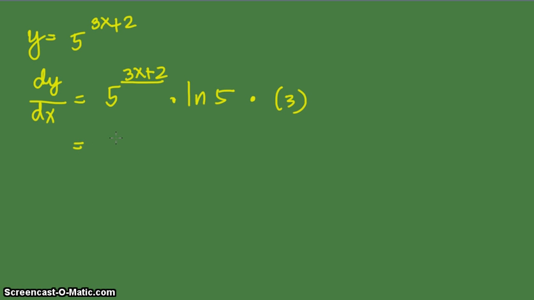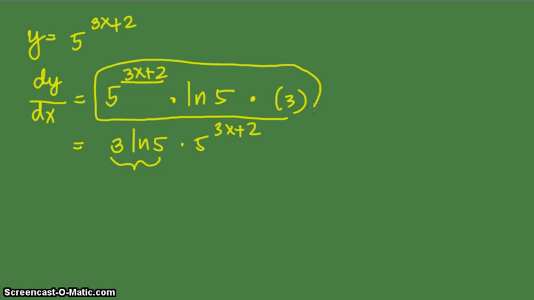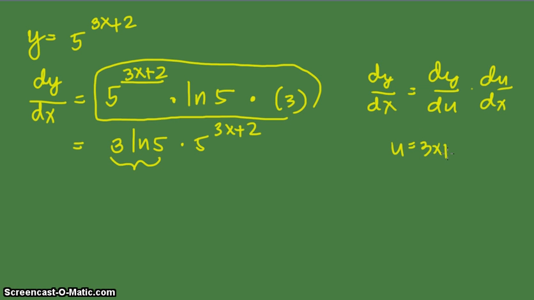And then just arrange it. So you have 3 ln 5 because this is a constant and this is also a constant, times 5 to the 3x plus 2. So again, the process is, you have the expression, then times the ln of 5, and then times the derivative of 3x plus 2, which is just 3. Okay, this is the same expression that you will get if you apply the chain rule formula, dy du times du dx, if you replace 3x plus 2 as the u.